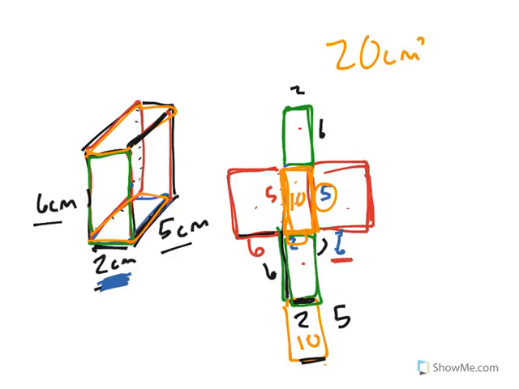Now let's do our reds. So our reds are going to be 5 long and 6 high. So 5 times 6, each one of them is going to be 30. So if we add double that, it's going to be 60.